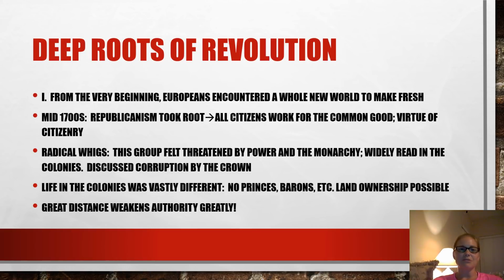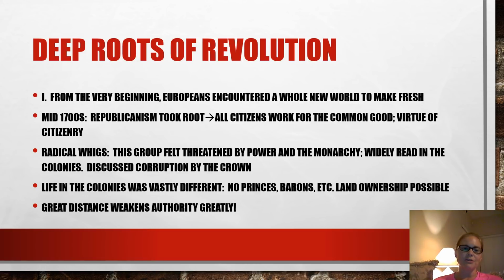So, deep roots of revolution. From the very beginning, Europeans encountered a whole new world to make fresh. So in a broad sense, the American Revolution really began when the first colonists set foot on America. By the mid-1700s, we've been talking about this for a while, republicanism took root, meaning this idea that all citizens would work for the common good. We see it in John Smith and the way he took over the colony at Jamestown. If you don't work, you don't eat.